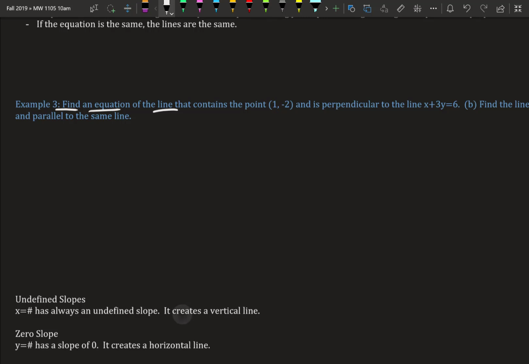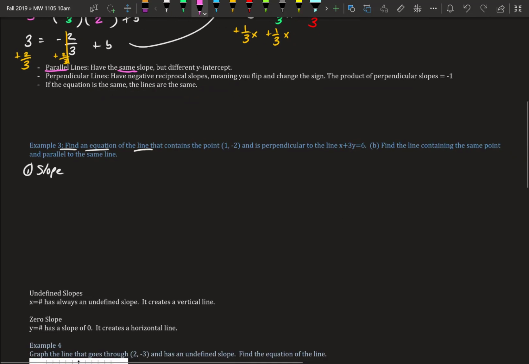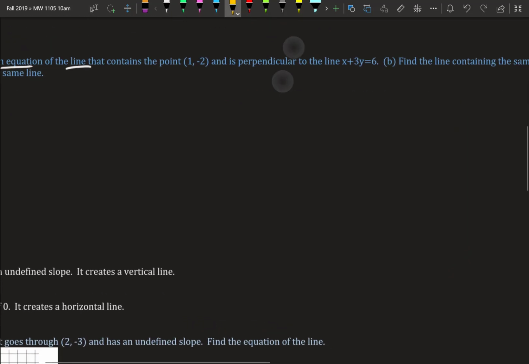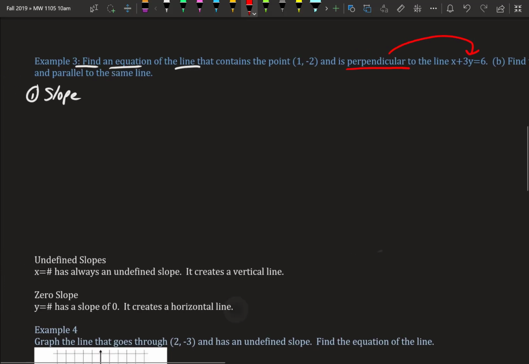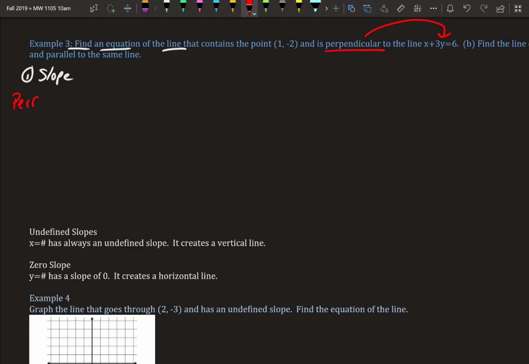So it gives us a point, and it tells me it's perpendicular to x plus 3y equals 6. If I see those three words, find equation line, my first step is to find the slope. And usually that's everyone's first step, no matter what method you're using. So to find the slope, it tells me that the slope is perpendicular to this line. That means the slope comes out of that line. So let's find the slope of this line that they gave us.